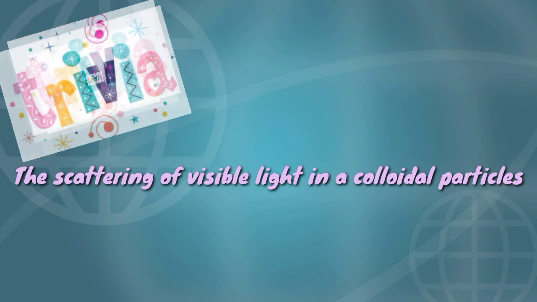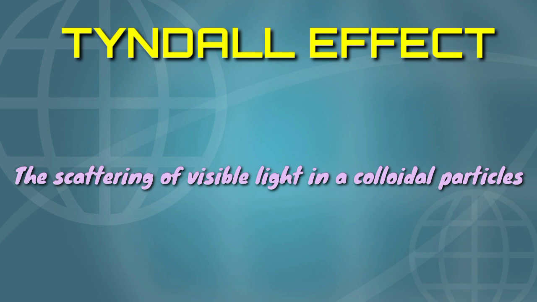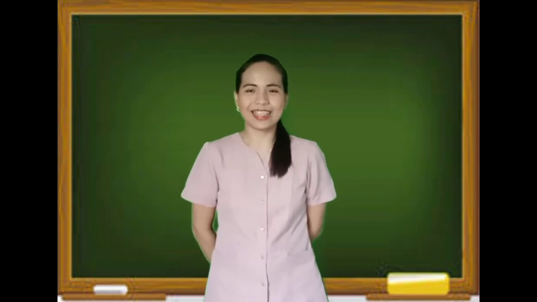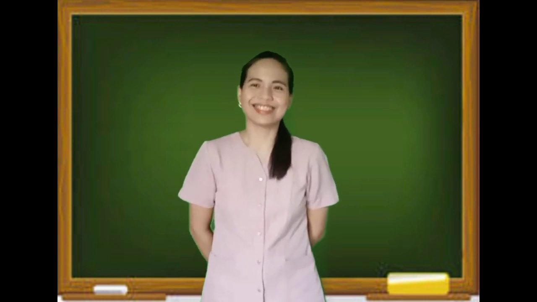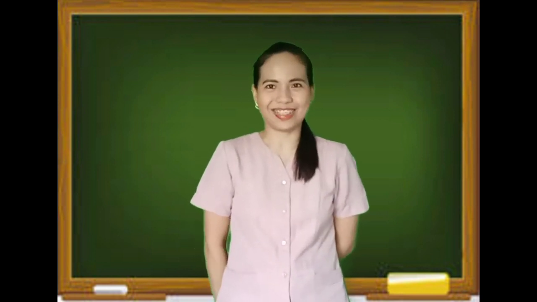Trivia time! The scattering of visible light by the colloidal particles is called the Tyndall effect. When light passes through a colloid, it means that the colloid is translucent, but when light does not pass through, it is opaque. Did you get all the items correctly? Very good. Now let's have Activity 2.1.